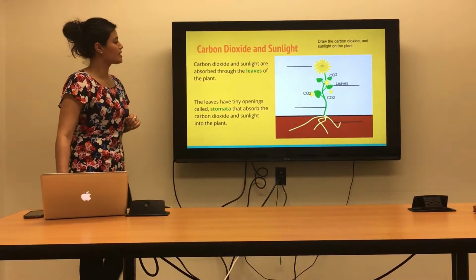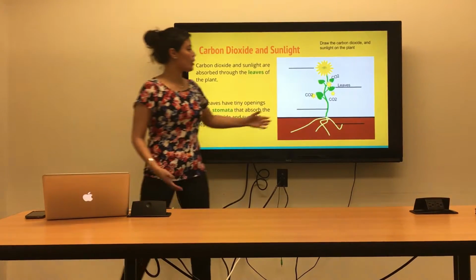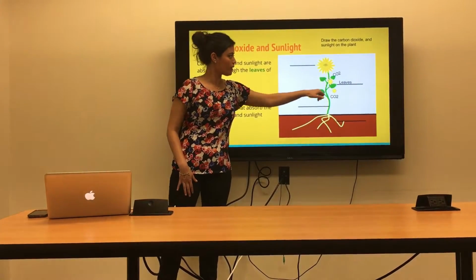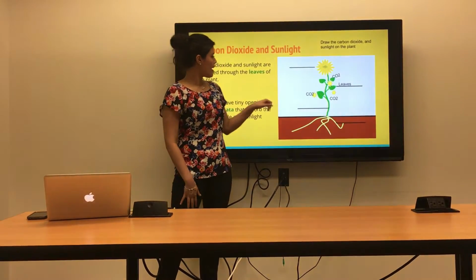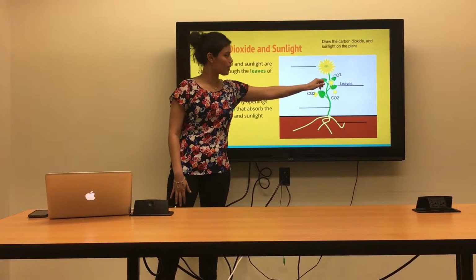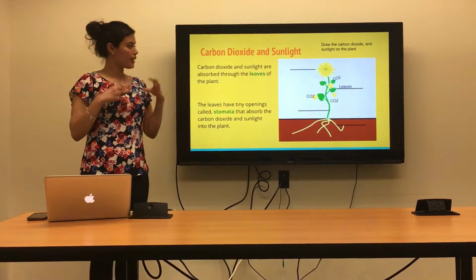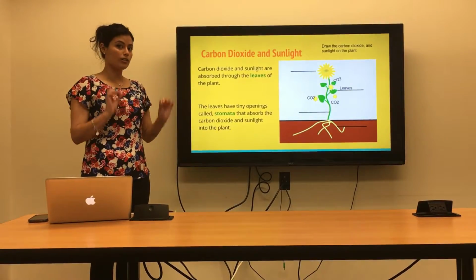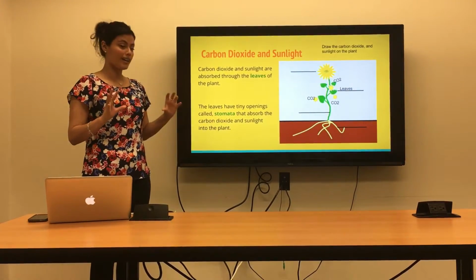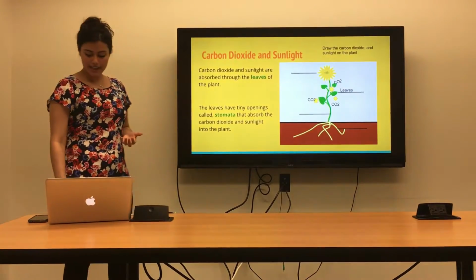Carbon dioxide and sunlight are absorbed through the plant's leaves. We know that these green things are the leaves, and CO2, which is carbon dioxide, and sunlight are absorbed through them. They're absorbed through the leaves' tiny little openings called the stomata. This helps absorb the carbon dioxide and sunlight into the plant.